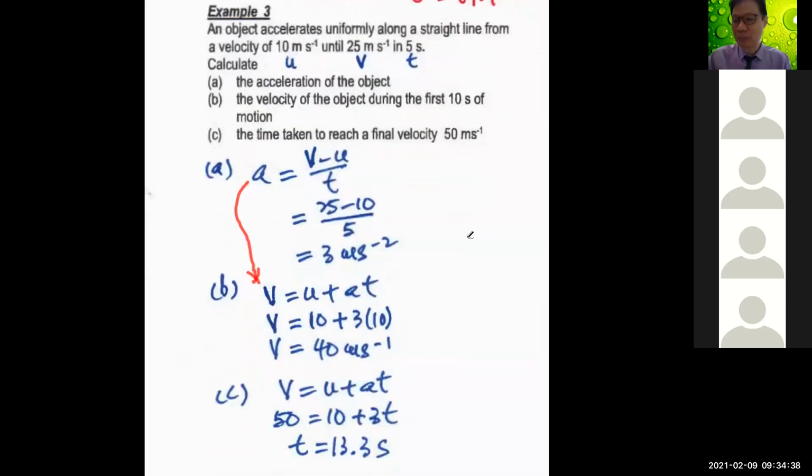Okay, so answer 13.3 lah, correct? You got it, 13.3 seconds. Okay. So final velocity 50, put in everything, find the time. So it's 13.3 seconds. Okay.